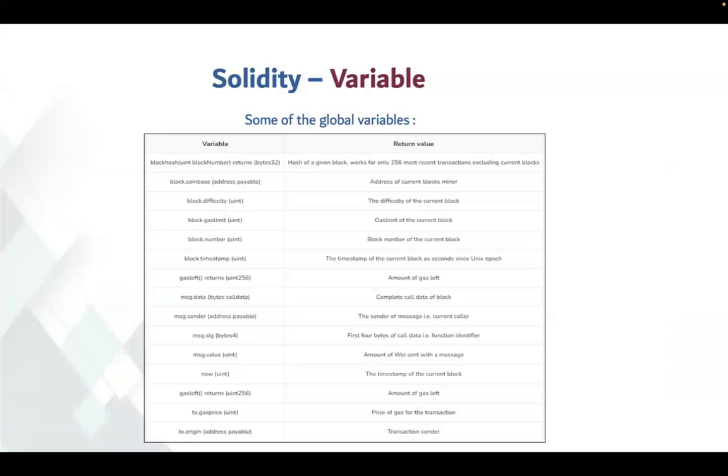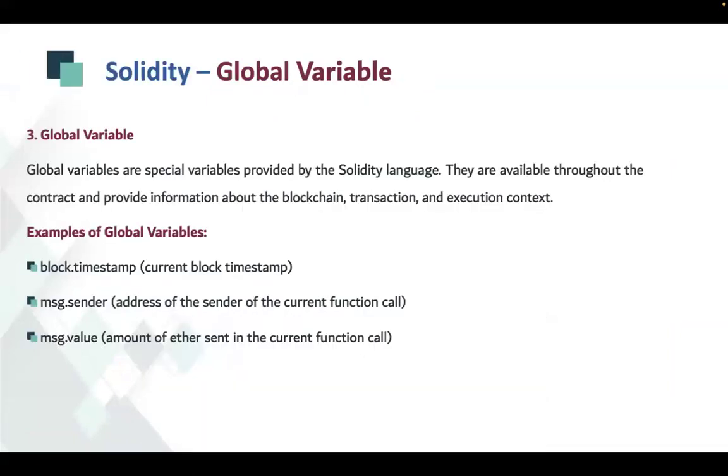It's worth mentioning that there are many global variables, some of which are presented in this table. Also, regarding global variables, it is necessary to mention that they are available throughout the contract and provide information about the blockchain, transaction, and execution context. And also here are some common global variable examples. We have block.timestamp, which is a global variable that represents the timestamp of the current block in which the transaction is being executed.